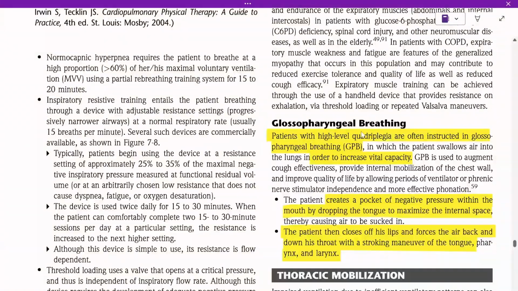Now, glossopharyngeal breathing. Patients with high level quadriplegia are often instructed in glossopharyngeal breathing, in which the patient swallows air into the lungs in order to increase vital capacity. Vital capacity is a lung air volume capacity. Glossopharyngeal breathing is used to augment cough effectiveness, provide internal mobilization of the chest wall, and improve quality of life by allowing periods of ventilator or phrenic nerve stimulator independence and more effective phonation.